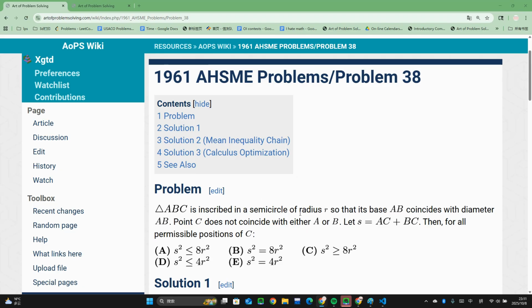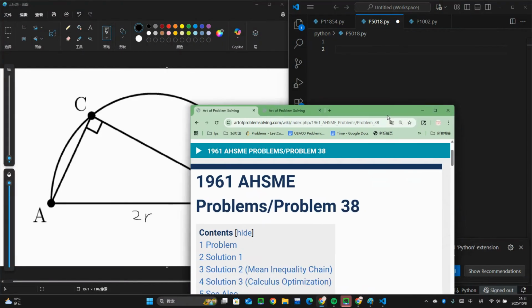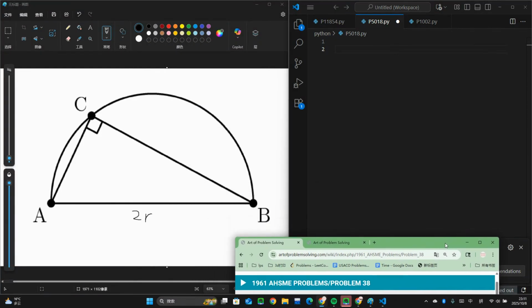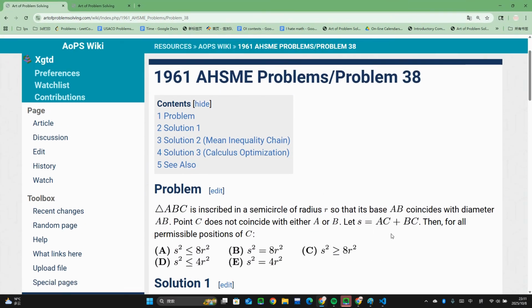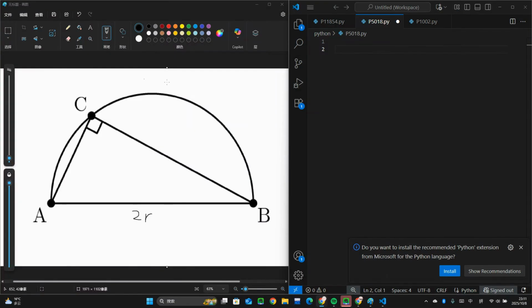So we have a triangle inscribed in a semicircle with radius r, so its base coincides with the diameter, and the point C does not coincide with either A or B. And the graph is right here. Okay, and C does not coincide with either A or B, so it's like that. And then S is AC plus BC, then for all possible positions, we try to find which one of these inequalities or equalities is satisfied for all positions. So let's take a look.